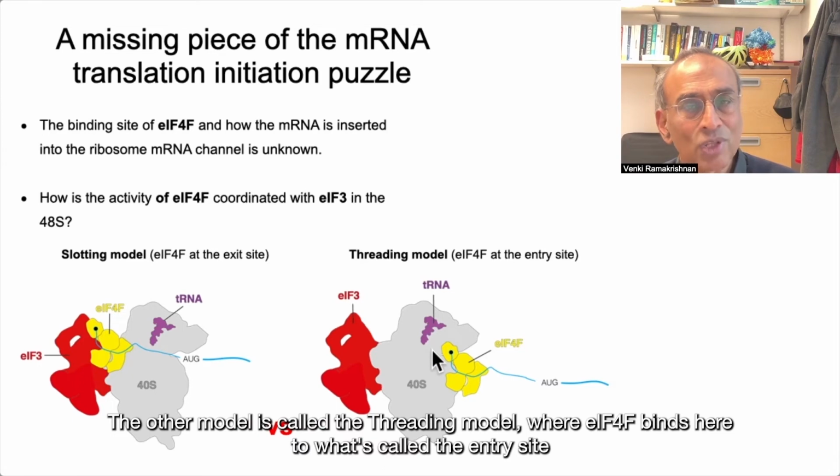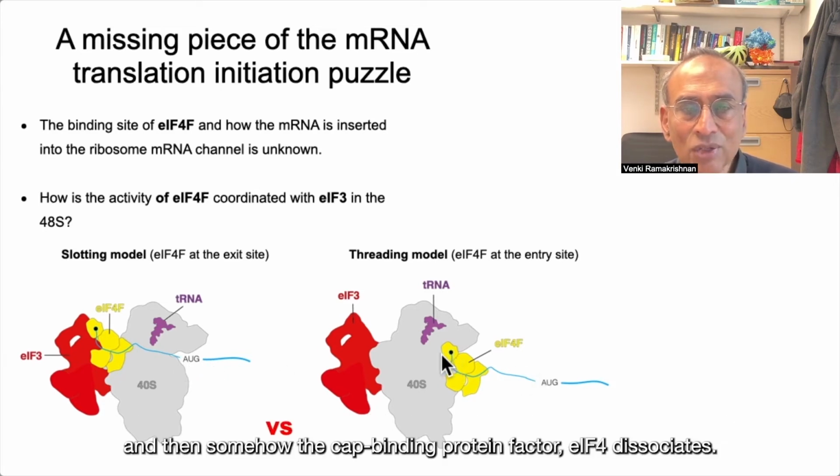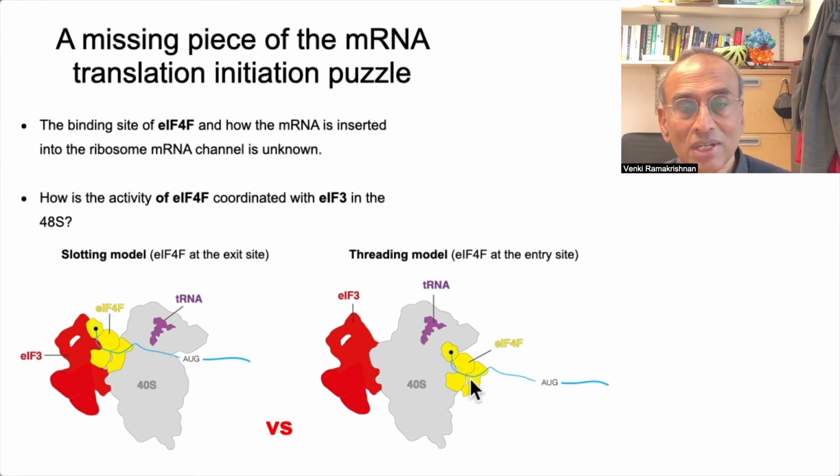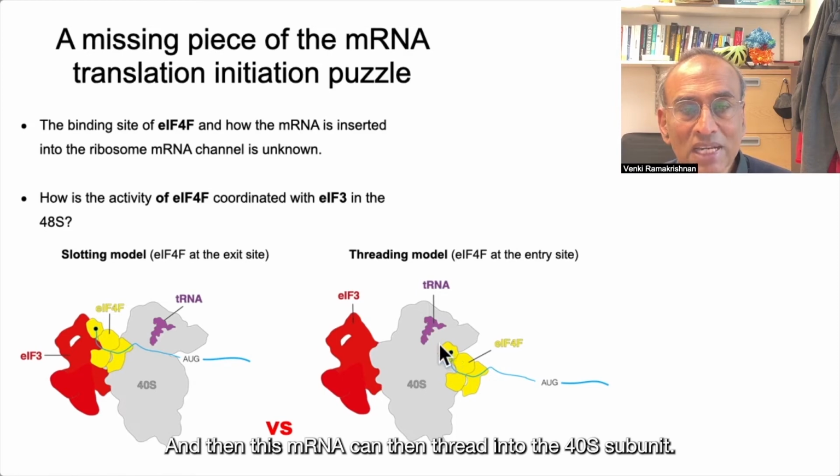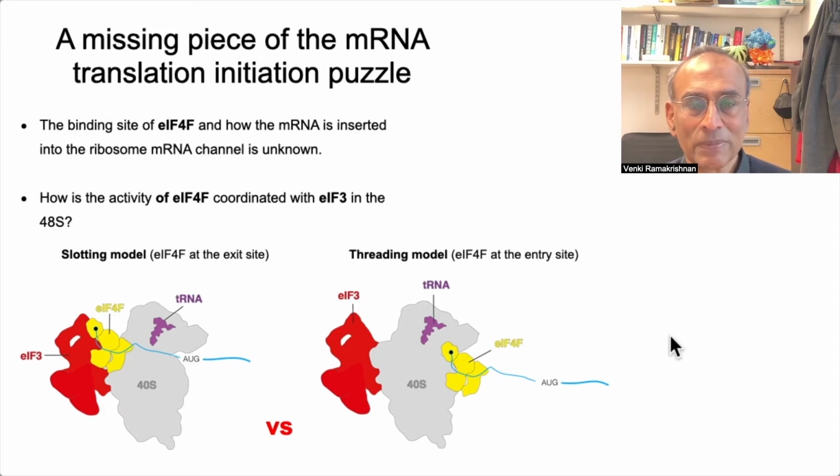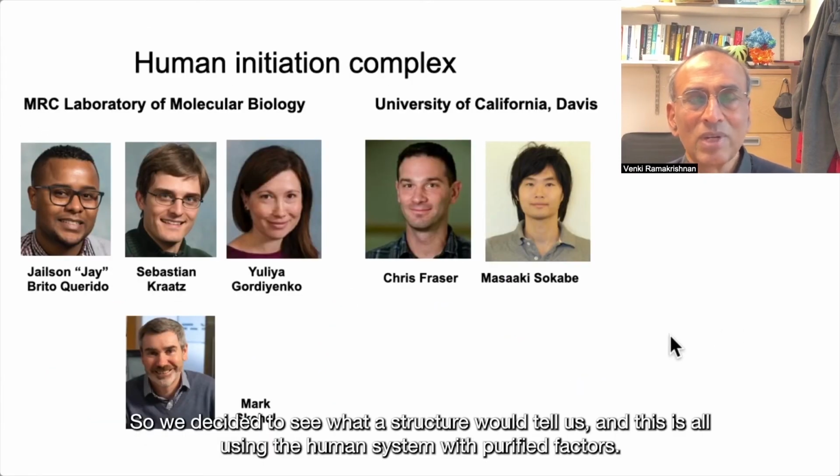The other model is called the threading model, where eIF4F binds here to what's called the entry site, and then somehow the cap binding protein factor eIF4E dissociates, and then this mRNA can then thread into the 40S subunit. So we decided to see what a structure would tell us.